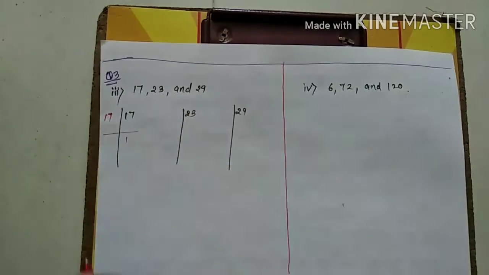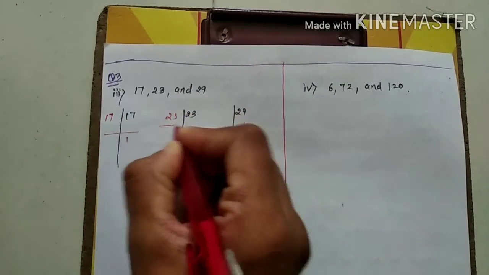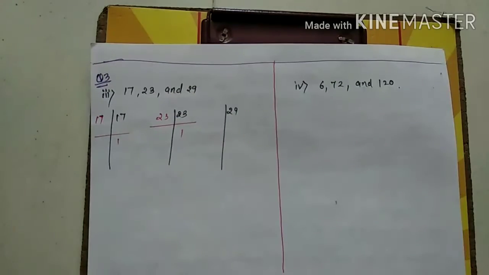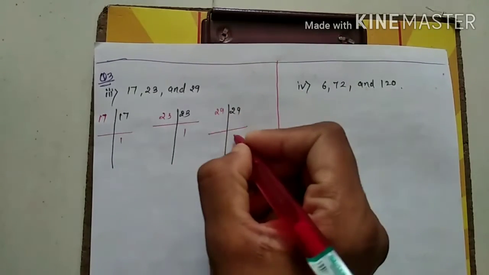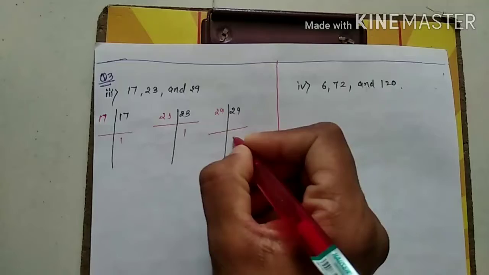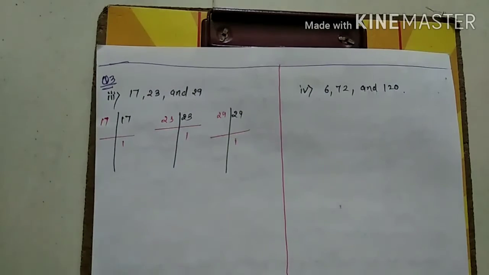17 ones are 17. 23 is again a prime number. It will not go with any number, so again 23 ones are 23. 29 is again a prime number, so again it will not go with any numbers. So 29 ones are 29.